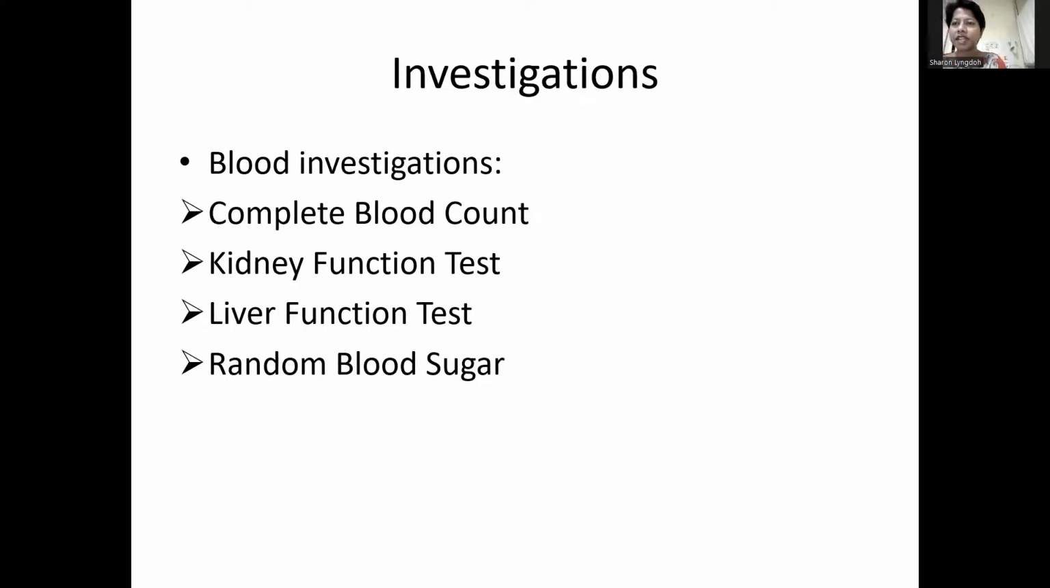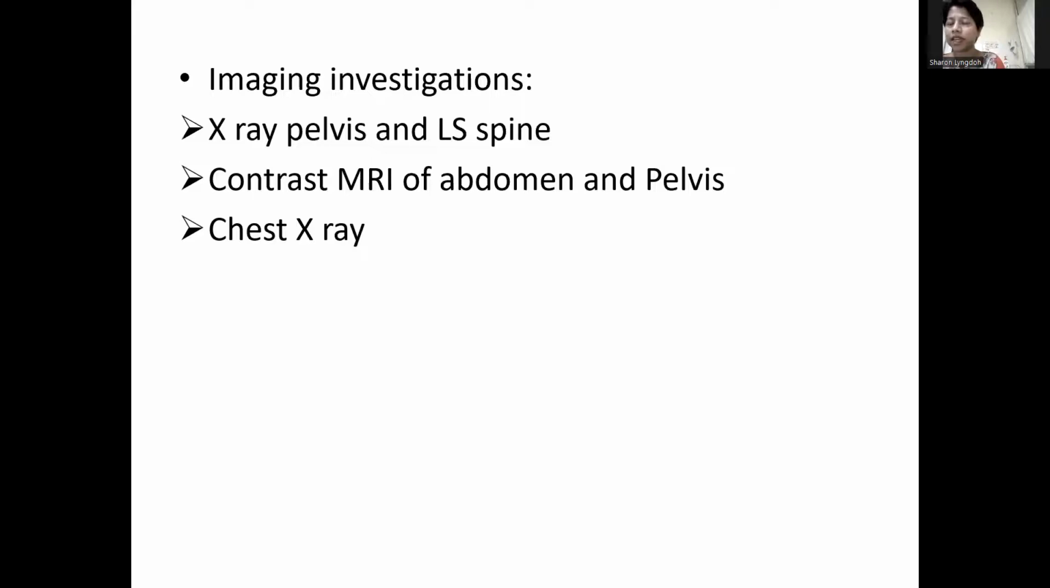So the investigations that were advised were a complete blood count, a kidney function test, a liver function test, and random blood sugar as part of our evaluation, as well as prior to starting any medications. Imaging investigations that were advised to evaluate the pain were X-ray pelvis and lumbosacral spine, a contrast MRI of the abdomen and pelvis, and a chest X-ray to rule out metastasis.